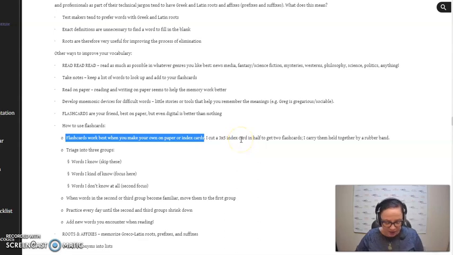I just take a regular 3x5 index card and I cut them in half so that I get 2 flashcards out of every index card, and I carry them around held together by a rubber band whenever I'm learning a new subject. Then you triage.